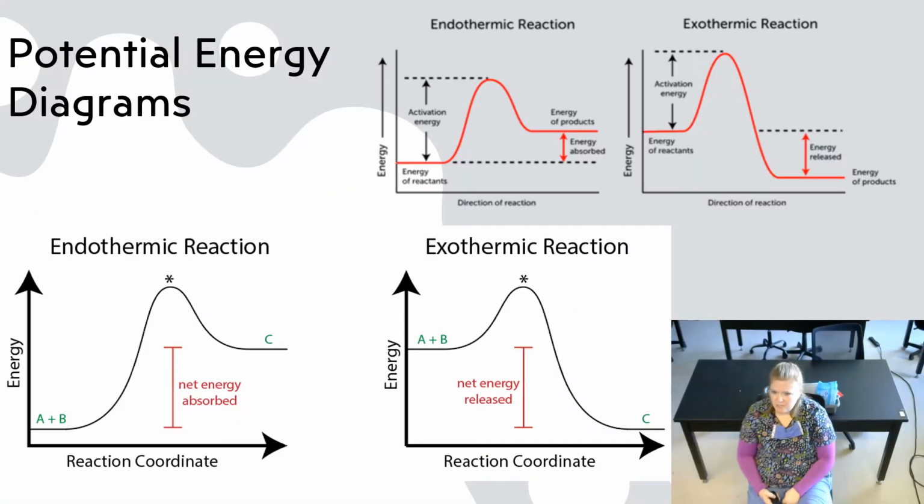All right, and potential energy diagrams. So we have here an endothermic reaction. Reactants start low, products end high. That means energy was absorbed in this process: endothermic. For exothermic, reactants start high, products end low. There was energy released: exothermic. What else can we tell? This net energy released or absorbed is also called delta H, or the heat of reaction.